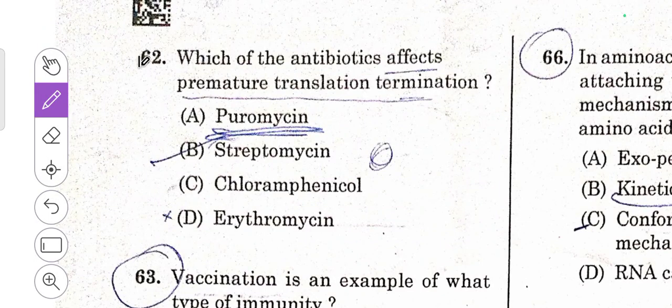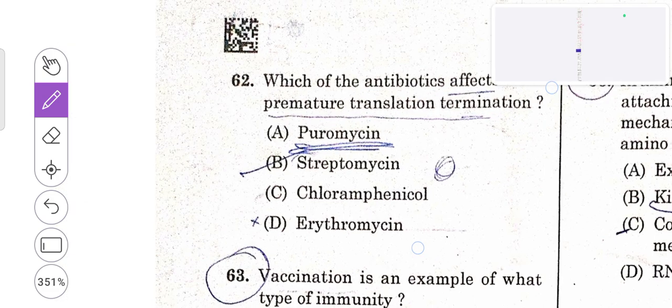In the previous video, I have solved 61 questions from the KSET 2021 question paper. So we'll discuss some more questions from the same question paper. That is the 62nd question. Which of the antibiotics affect premature translation termination?